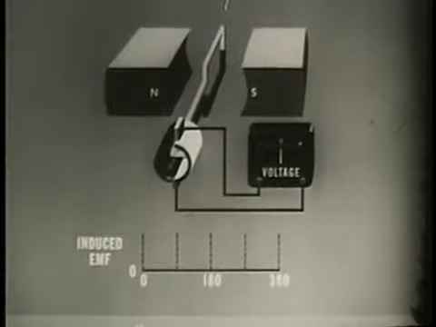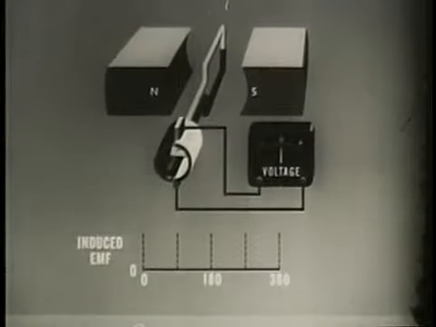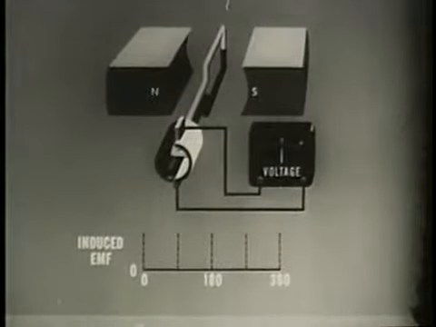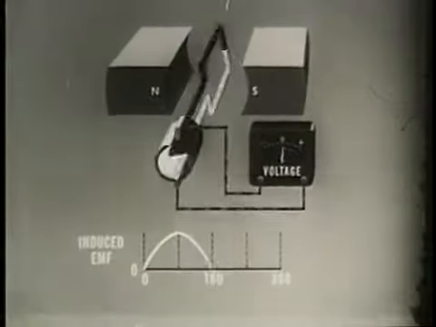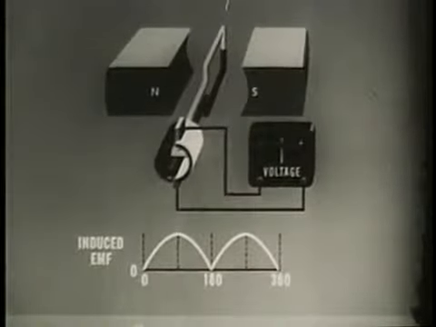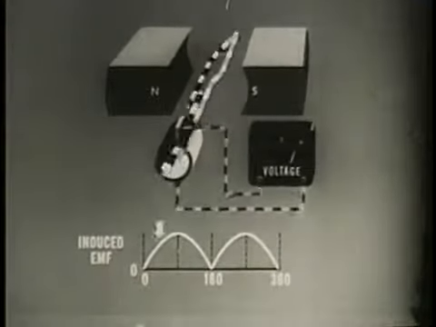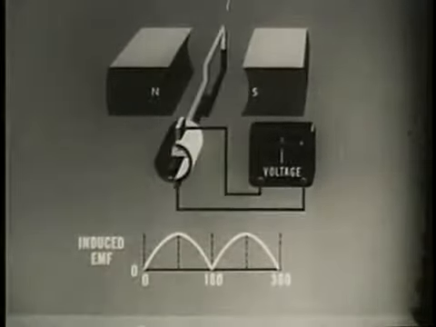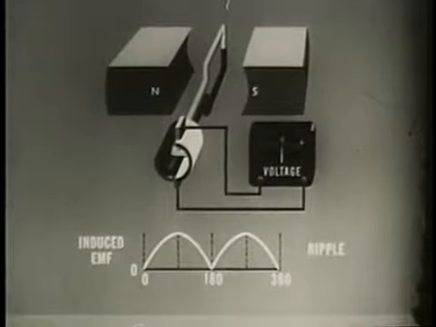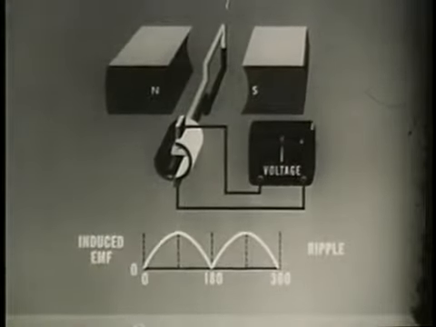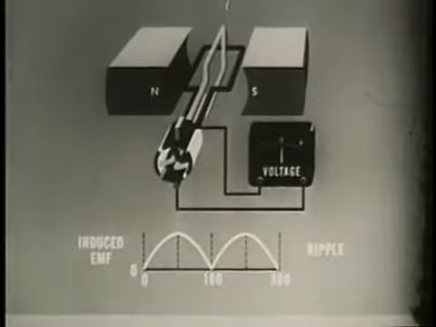Represented graphically, the output amplitude still varies. The DC is in the form of pulses. It is a pulsating direct current, or PDC. The pulsation from 0 to maximum, twice for each revolution of the loop, is called ripple. This ripple can be reduced by adding more loops and more commutator segments to the existing armature.